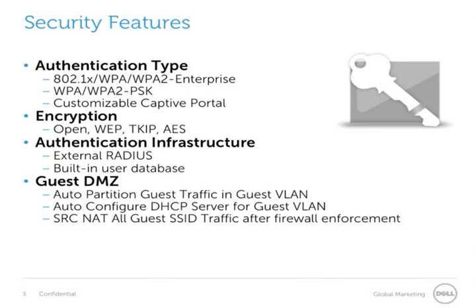On the security side, PowerConnect W-Instant offers state-of-the-art enterprise-grade authentication and encryption, including 802.1x, WPA and WPA2 Enterprise, WPA and WPA2 pre-shared key, as well as a customizable captive portal for guest access. On the infrastructure side, Instant supports external RADIUS servers as well as a built-in user database.